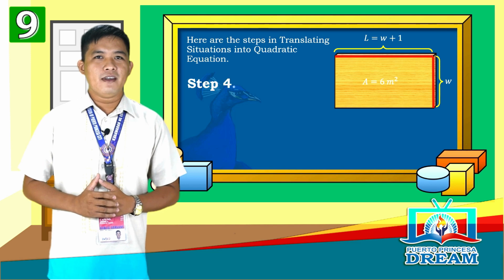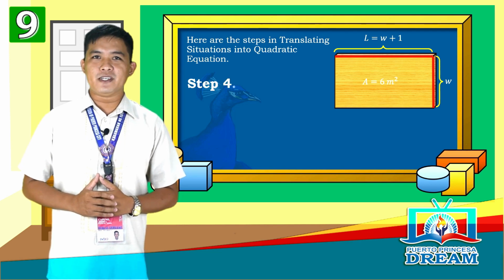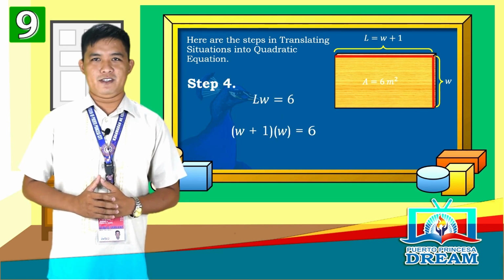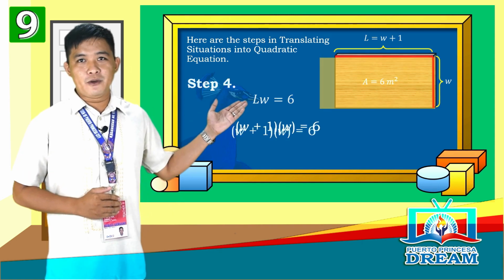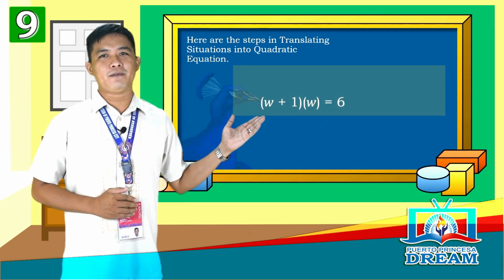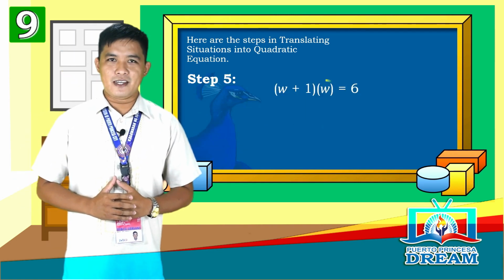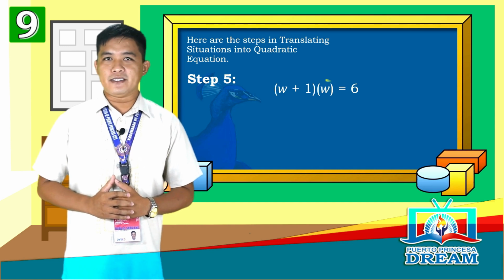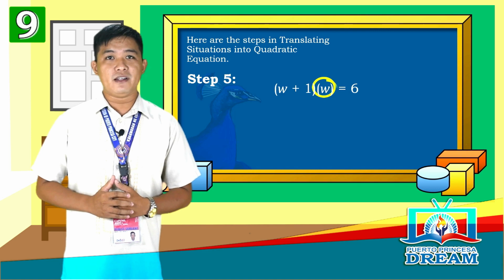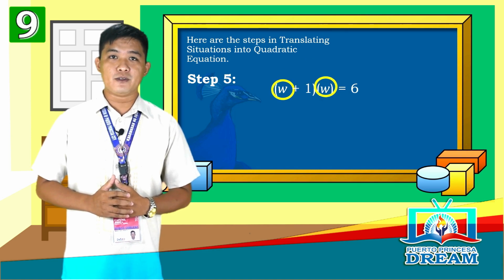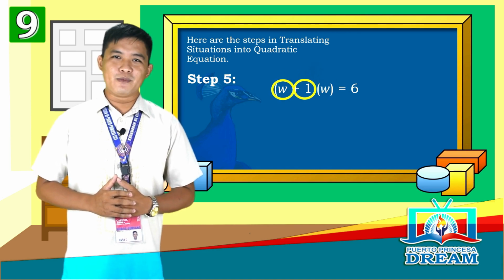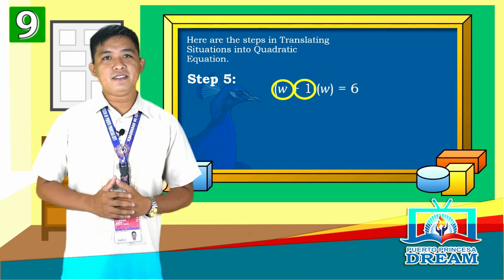Step 4. Link the conditions and establish the relationship between the variables. The quantity W plus 1 times W is equal to 6. Step 5. Find the indicated product. Multiply the monomial W and the binomial W plus 1 by distributive property. Distribute W to the first and the second term of the binomial.